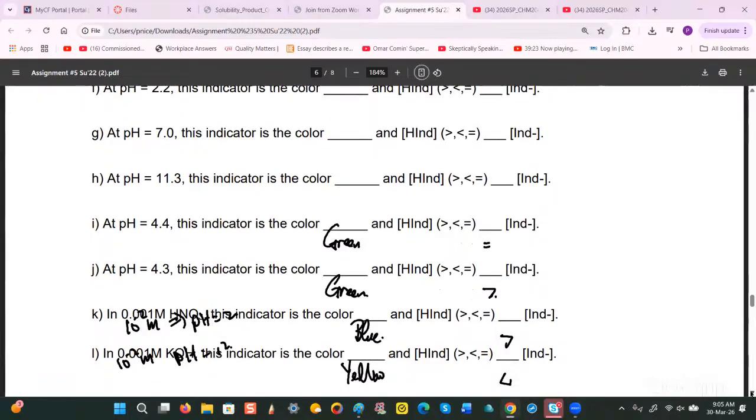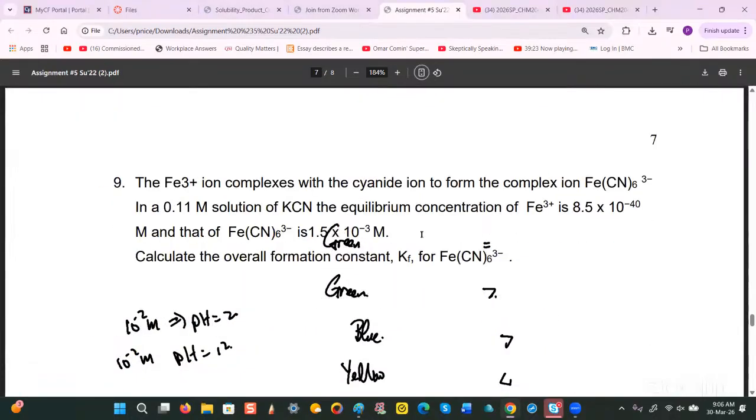Let me see here, what next? Okay, I'm not sure we'll have enough time to complete this one. Let me see here.